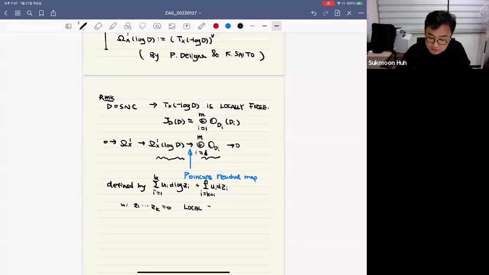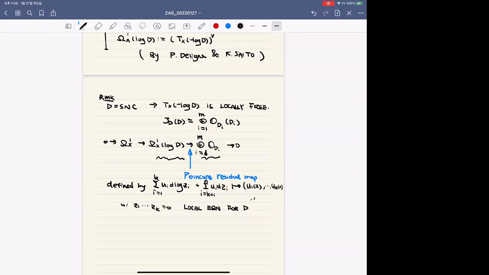It is a local equation for the divisor D. So since we assume that our divisor has simple normal crossings, locally this local equation can be expressed in the coordinates z_1 to z_k, and it extends to the whole coordinate system z_1 to z_n. So locally, our logarithmic sheaf is defined by this section, and then this is mapped to the evaluation of u_1 through u_k at x.